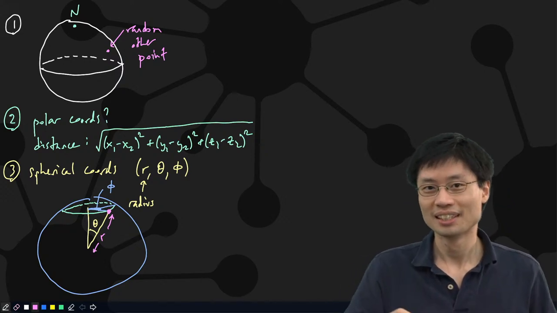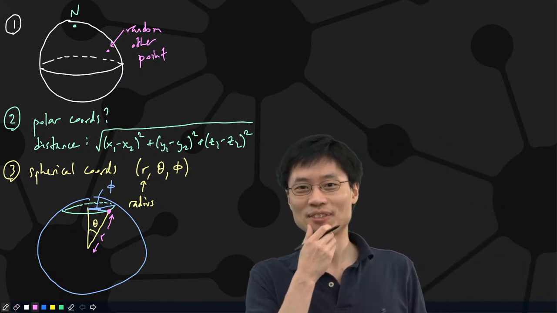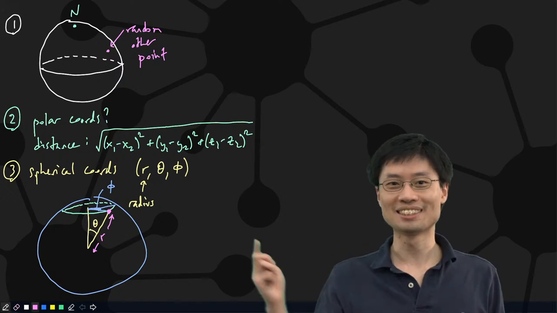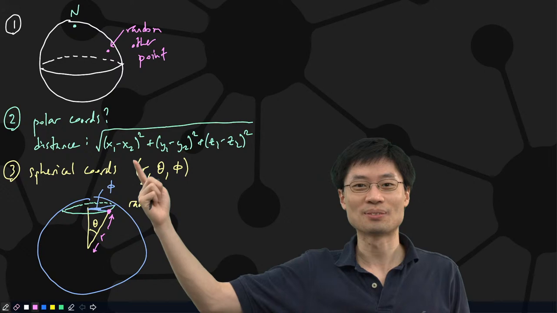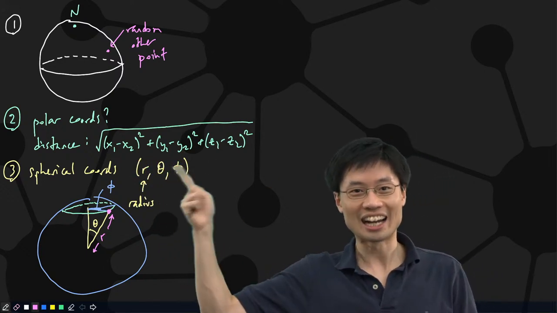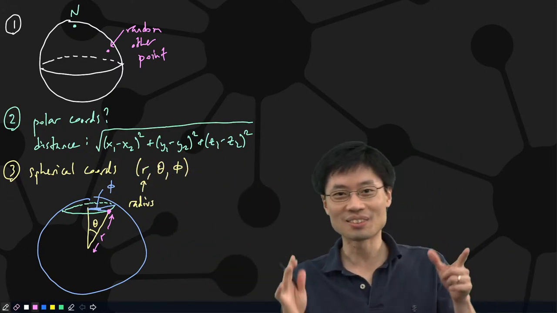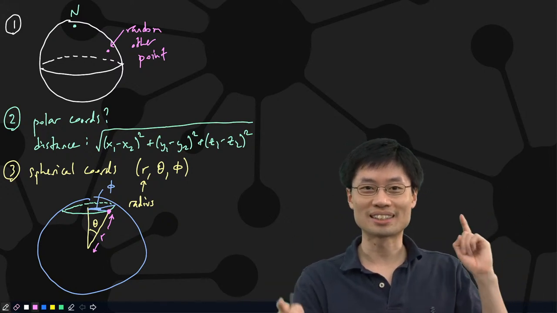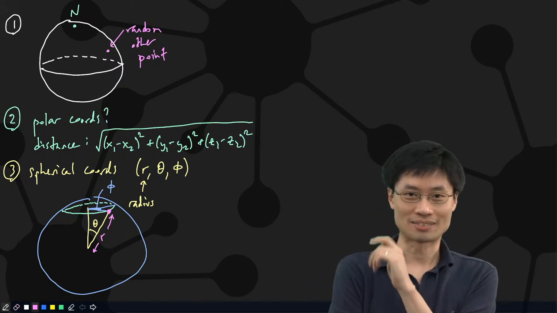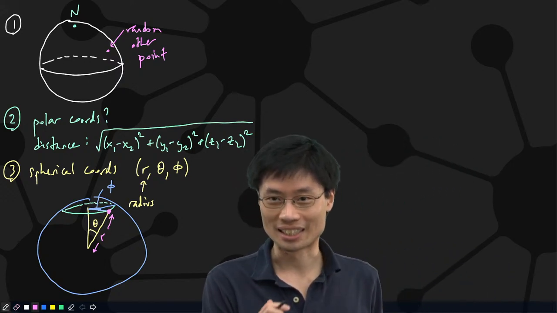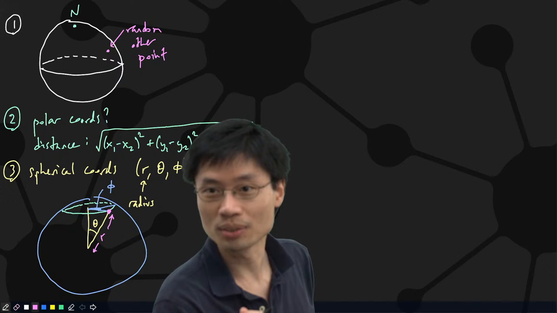Could be useful. Gee, does anyone know the spherical coordinates distance formula? We know the formula for x1, y1, z1 to x2, y2, z2. I can tell you how far apart they are. Does anyone know how far apart r1, theta 1, phi 1 is from r2, theta 2, phi 2? We might have to think about that. Okay, but I see there's another hand. So we have Simon. Simon, you?